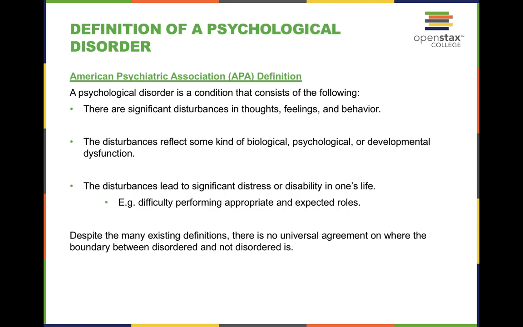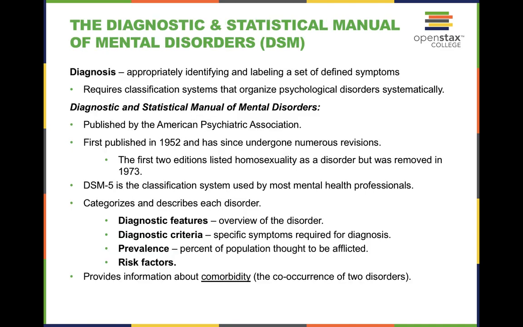expected roles. So again, to put this into a little bit of simpler context, whenever an individual is experiencing a psychological disorder, there has to be disturbances, of course, to their feelings and behavior, and the distress that they're experiencing is causing harm to their ability to operate socially, occupationally, and in other areas of functioning.